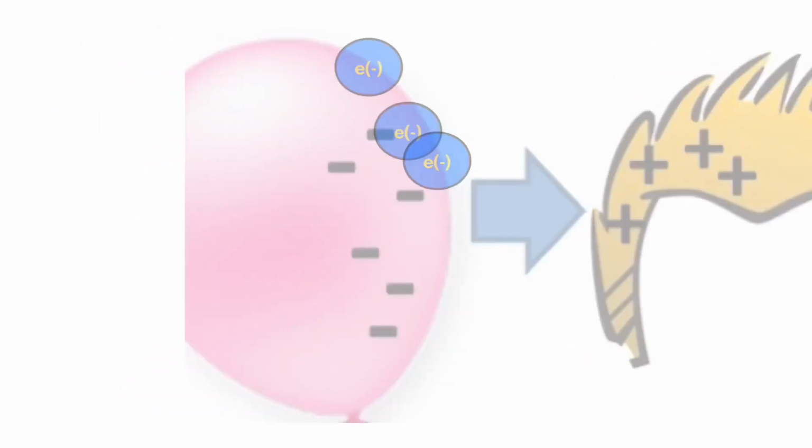Since opposite charges attract, where the balloon has turned negatively charged and the hair has turned positively charged, you can see that your hair is attracted towards the balloon when you place the balloon near your hair. This is the effect of electrostatic force. The presence of electrostatic charges can be detected by using an electroscope.